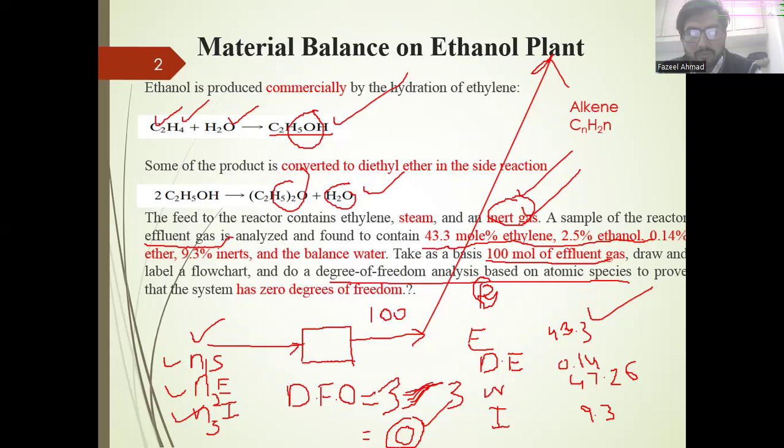So this was the task of this question: how to perform degree of freedom analysis, and what it means when your system gains 0 degrees of freedom. I hope everything is clear to everyone. Thank you.